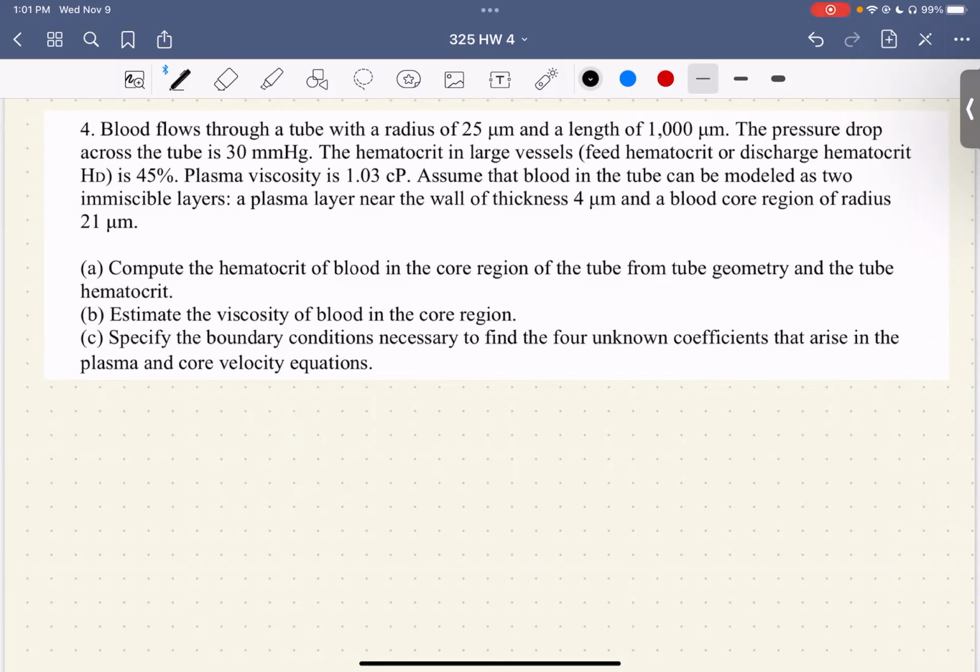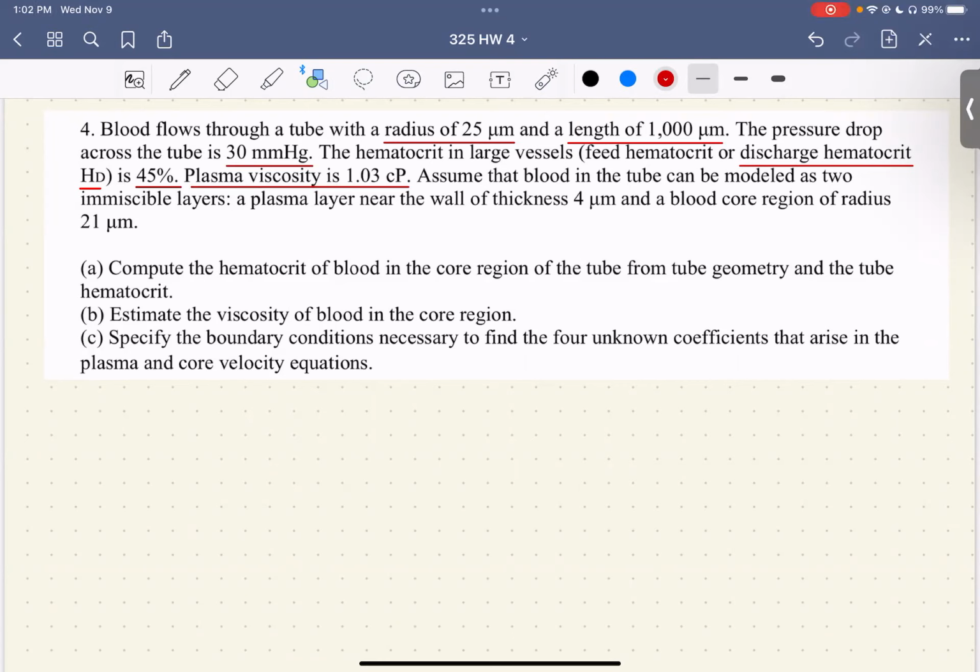So we have blood flow through a tube, and we have a radius of the tube of 25 micrometers, and a length of 1000 micrometers. Additionally, we're given the pressure drop across the tube is 30 mmHg. Then we have the hematocrit. We're given something called the discharge hematocrit, which we'll talk about in a moment. It is 45%, denoted by HD. We have the plasma viscosity at 1.03 cP.